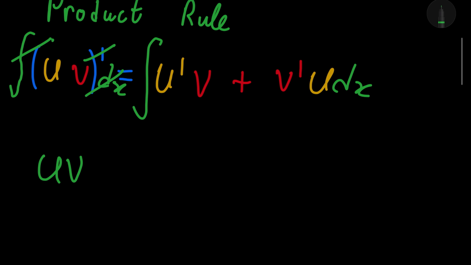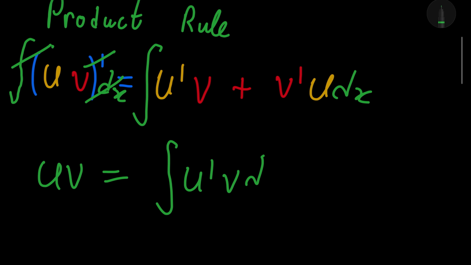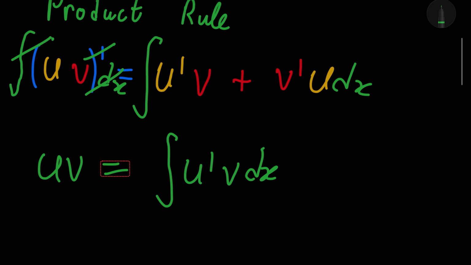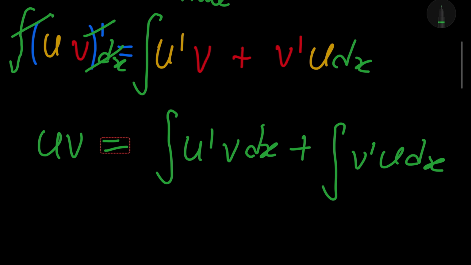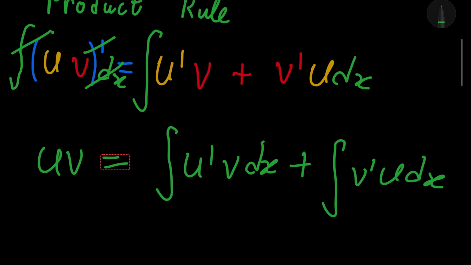So that leaves me with uv is equal to integral of u prime v. And then we can use the fundamental theorem of calculus to say that this is split into two different integrals. So integral of u prime times v plus the integral of v prime times u dx. So far so good, that wasn't too complicated.